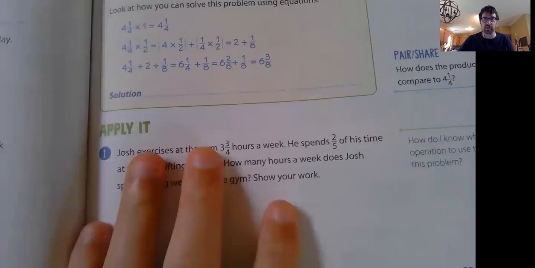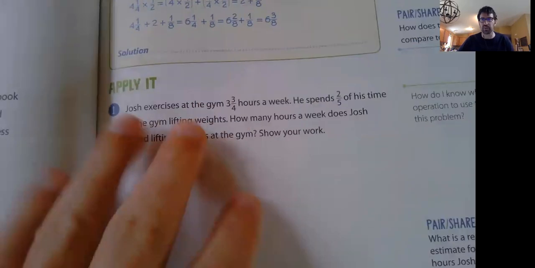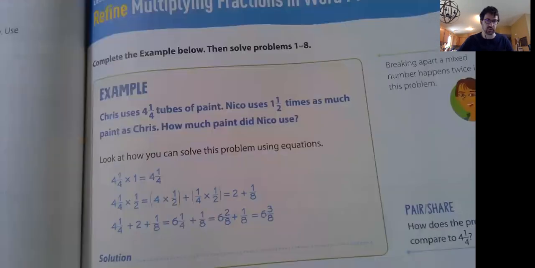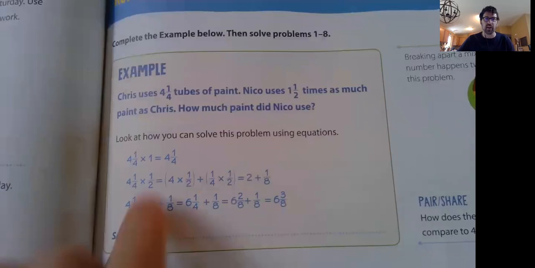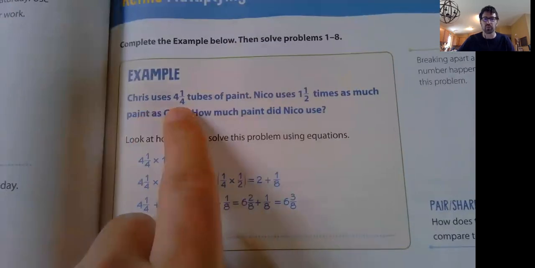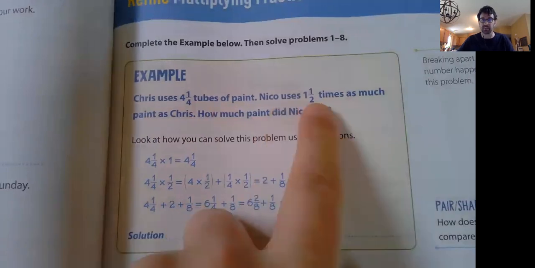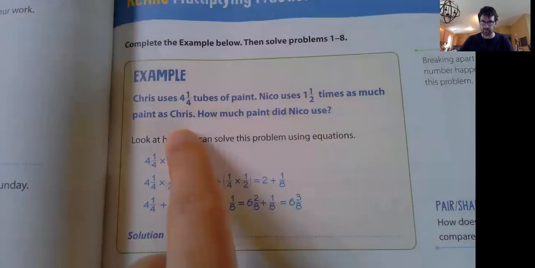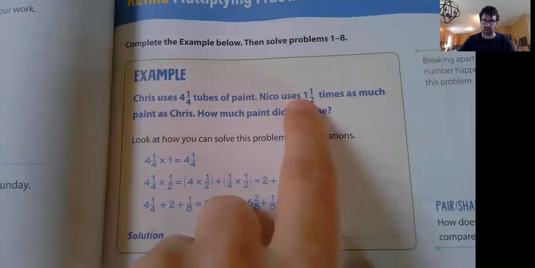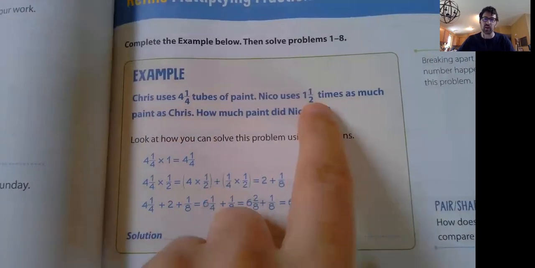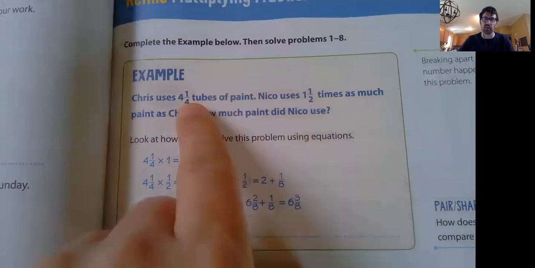Let's do number 1 together, and then you can do the rest of them. Then I'll leave you 6 problems here, okay? Let's look up here real fast, though, first. So just in the example here, Chris uses 4 1/4 tubes of paint. Nico uses 1.5 times as much as Chris uses. So he uses 1.5 times as much. Okay, so the idea is that we're going to multiply 4 1/4 times 1.5.